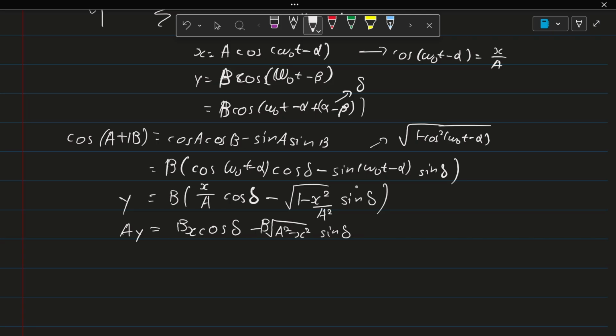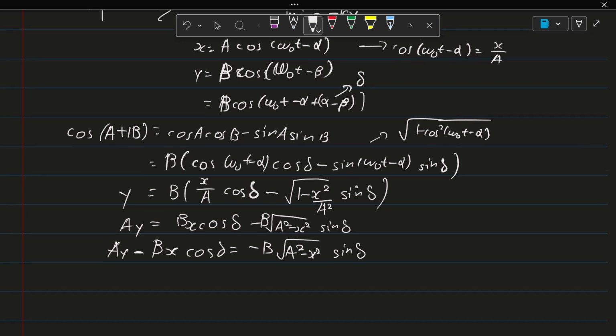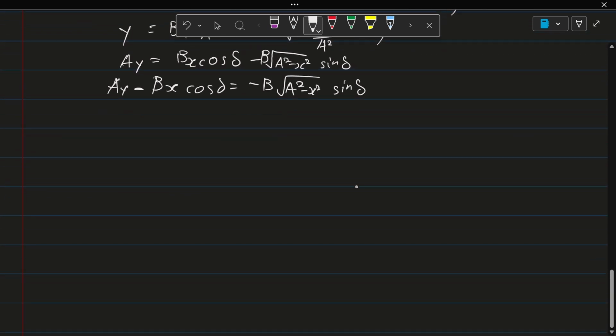Multiply this by b as well. So we could just move some of the terms around. We will put ay minus bx cosine delta equaling negative b square root of a squared minus x squared sine delta, like so. And we will just square both sides.